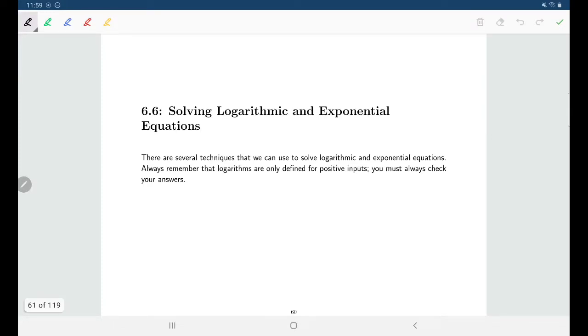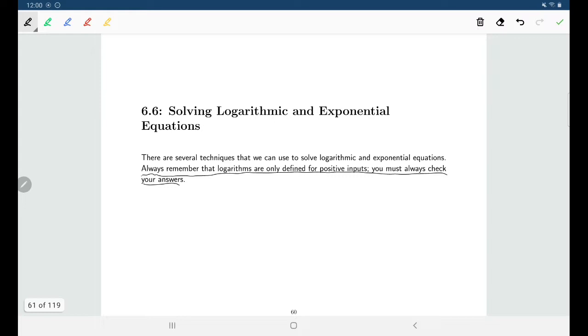Welcome back. In this section, we'll be looking at solving logarithmic and exponential equations. There's a bunch of different techniques, and depending on how our equation looks, we might have one or more techniques that might work for solving them. Now, one big thing that we'll need to keep in mind, and this was the same thing that was true when we were solving radical equations earlier, is that there were some cases where we would have to check our solutions.